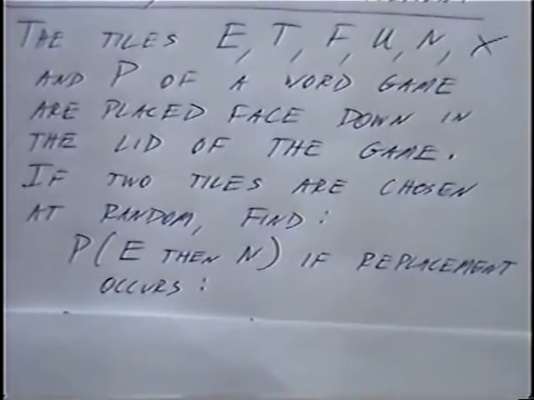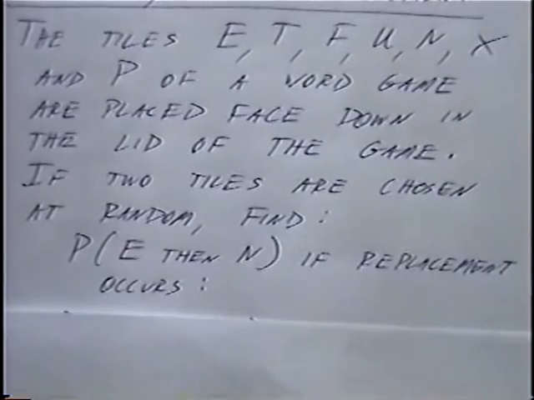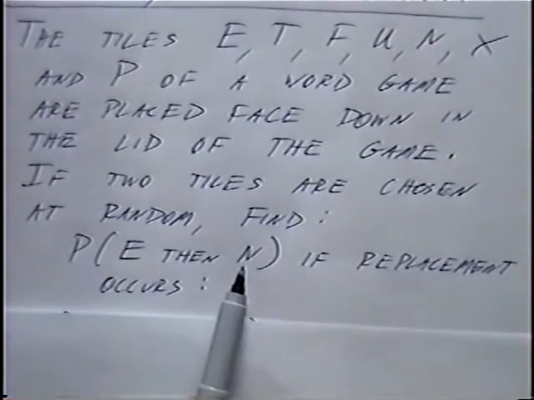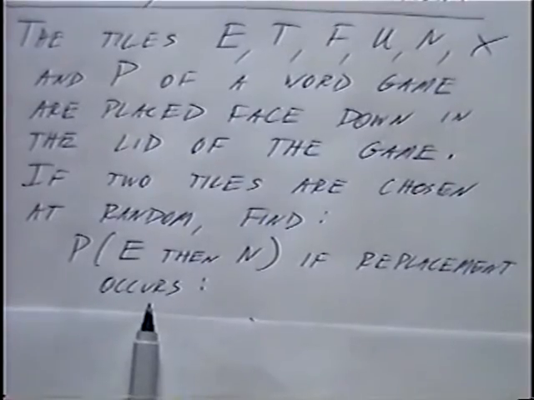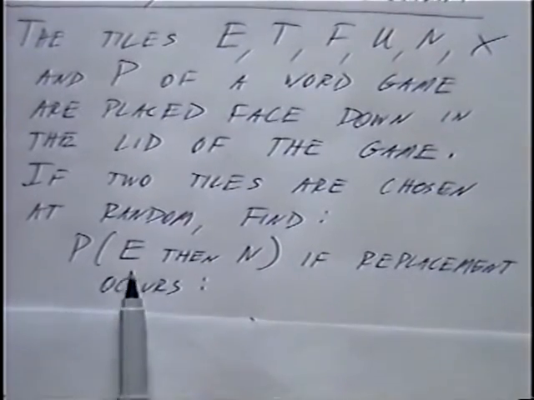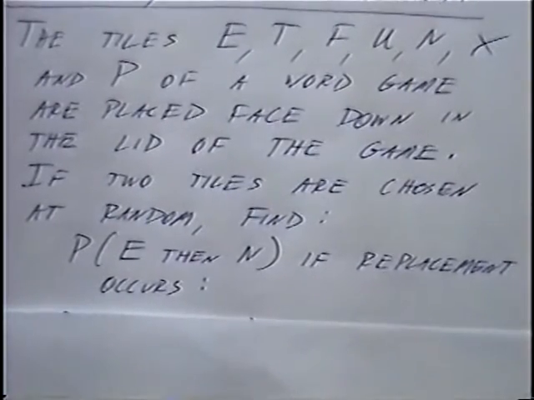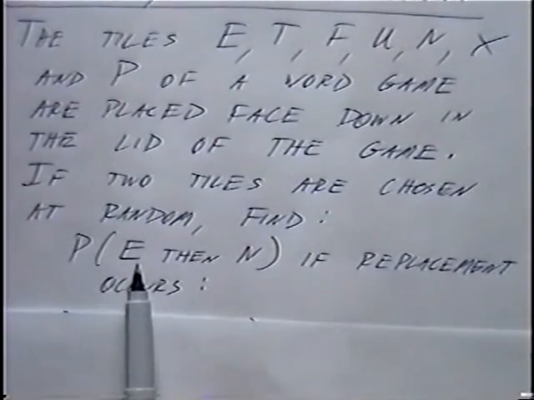For this problem, we'll be drawing letters from a word game, and we want to find the probability of drawing an E followed by an N if replacement occurs. Replacement means after we draw the first tile, we'll put that back in the box, and then we'll draw the second tile. Find the probability of E.